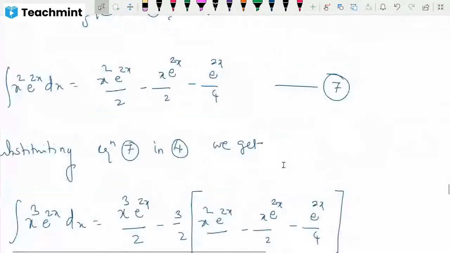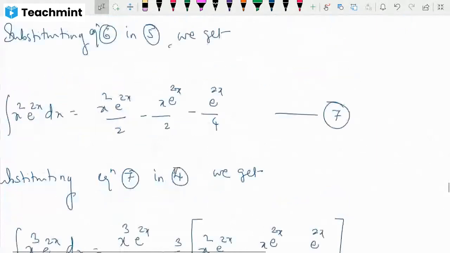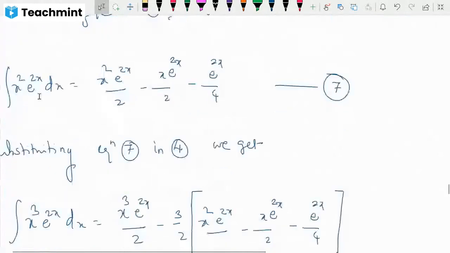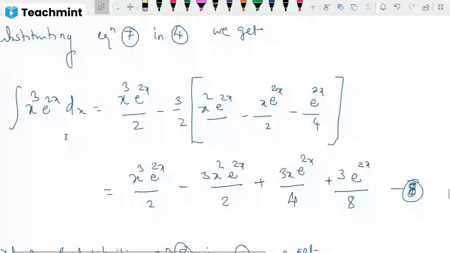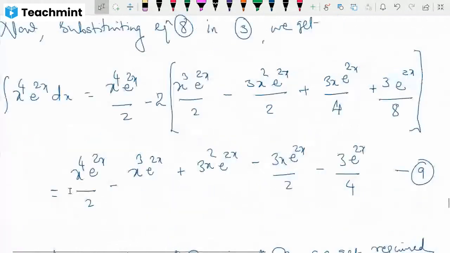So we substitute equation number 6 in equation number 5. From that we get the value of integration x square e raised to 2x dx, and we call it equation number 7. After substituting equation number 7 in equation number 4, we get integration of x cube e raised to 2x dx. We call this equation number 8, and after substituting equation 8 in equation 3, we get the value of integration x raised to 4 e raised to 2x dx, and we call this equation number 9.